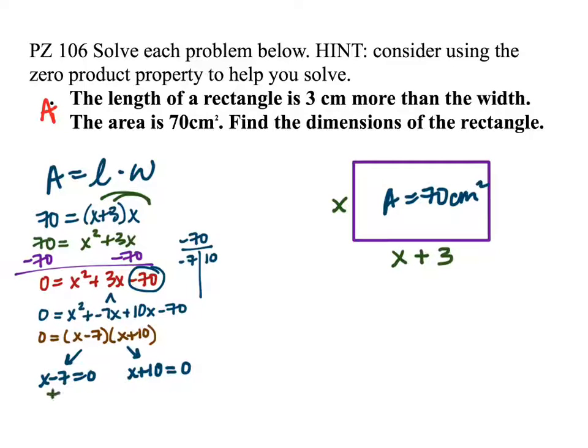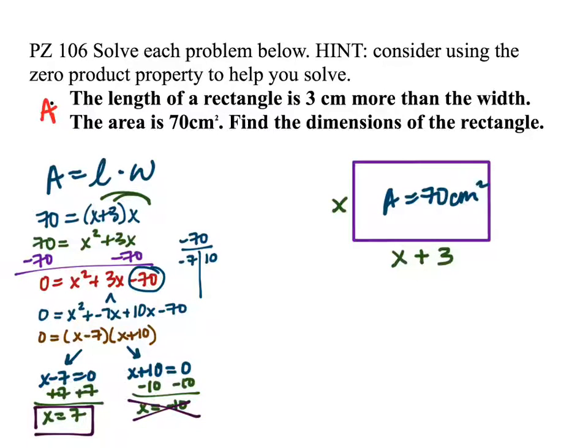So in order to solve this, I get 7 is equal to x by adding 7 to both sides. And I can subtract 10 from both sides here and get x is equal to negative 10. Now we really care about the reasonableness of these answers, and since a length or a side length is not possible to be negative, we're actually going to ignore that one and work with x is equal to 7.